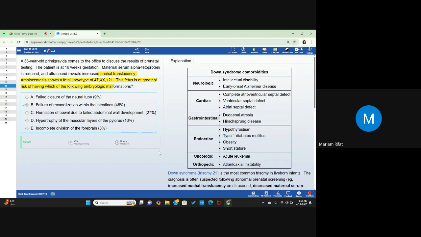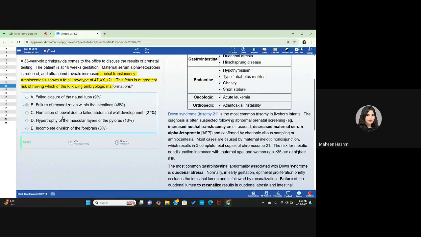Esophageal herniation? Duodenal atresia. It's associated with duodenal atresia, failure of recanalization within the intestines. And also the congenital diaphragmatic hernia, but it's not the herniation of the bowel due to failed abdominal wall development. It's not the congenital diaphragmatic hernia. So that's why. What do you mean by C? C is the abdominal wall development, so it could be gastroschisis. Gastroschisis, yes.